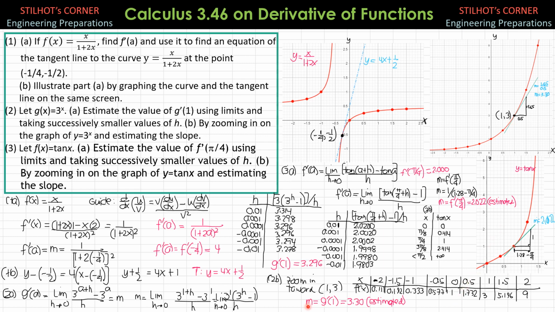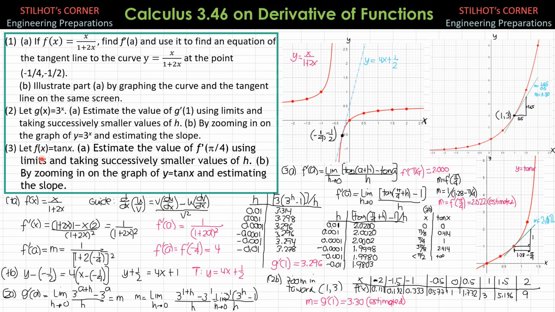So m equals f prime when x is 1, and it is 3.3. That's estimated. That's not the exact value. This is the value when h approaches 0. Later on, the slope is supposedly 3 to the x, the derivative is 3 to the x ln of 3, and 3 to the 1 ln of 3, you may just evaluate that. So that's it for 2b.